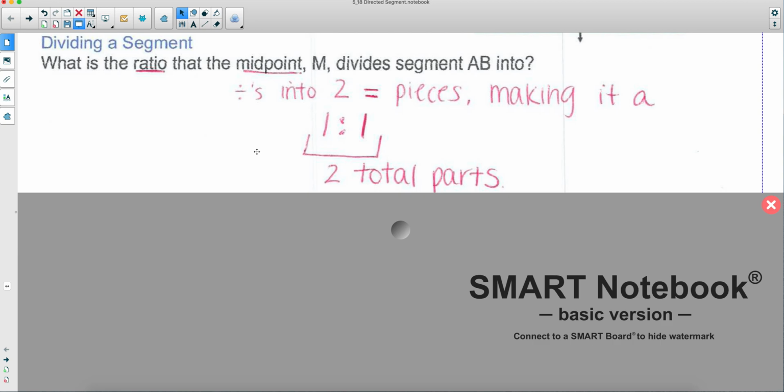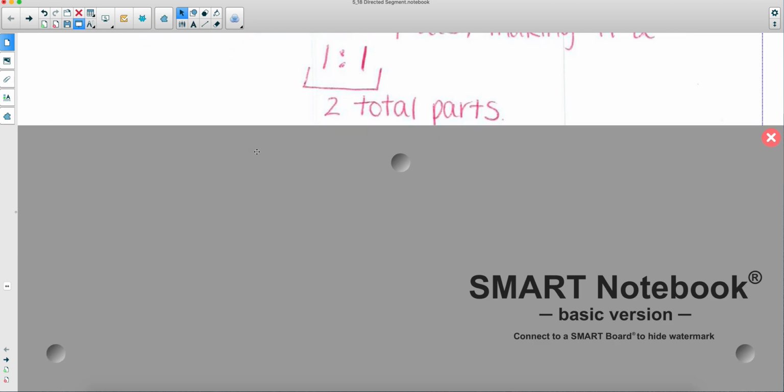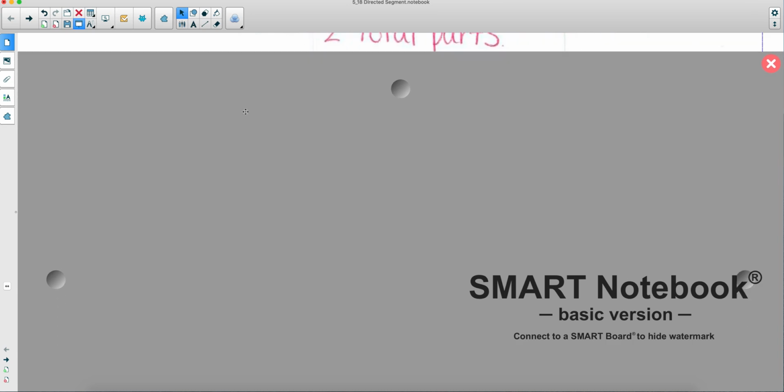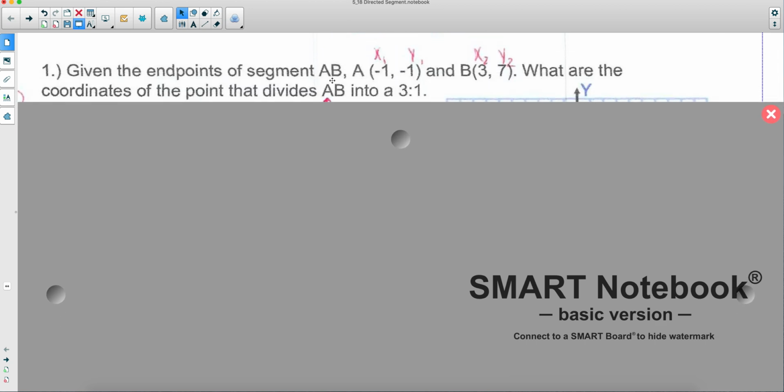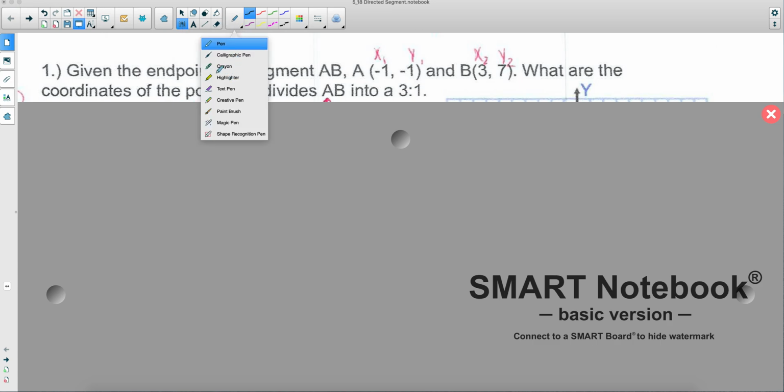Okay? All right, so let's take this idea and figure out how it relates to dividing a segment into any sort of ratio, not just 1-to-1. So here's what we're dealing with. We have endpoints of AB, A at (-1, -1), B at (3, 7). We have to find the coordinates of the point that divides AB into a 3-to-1 ratio. All right, so first thing that's important is that we have our endpoints AB, and the ratio is 3-to-1.